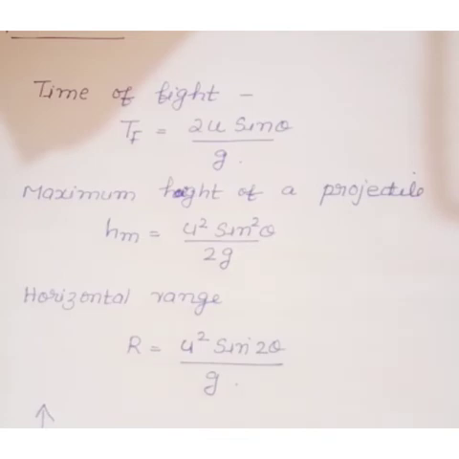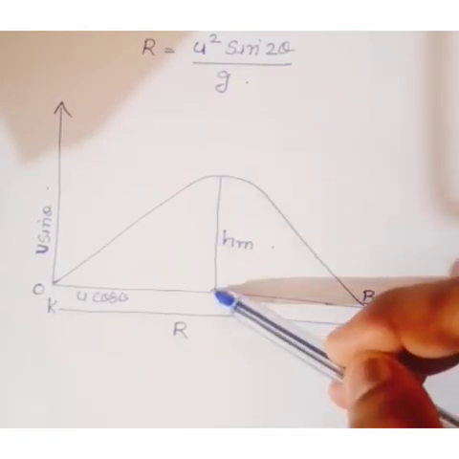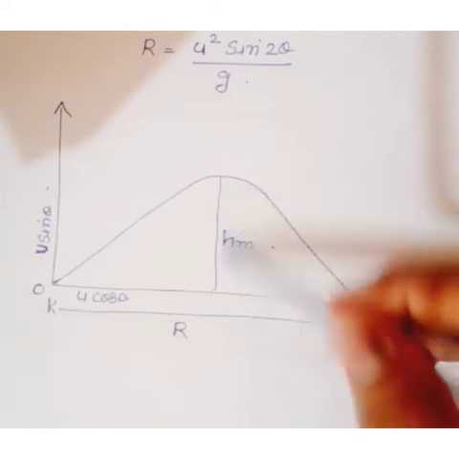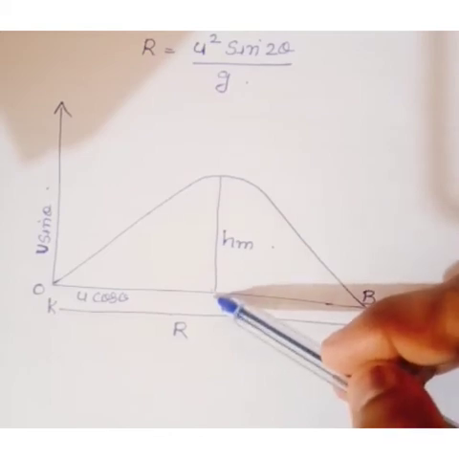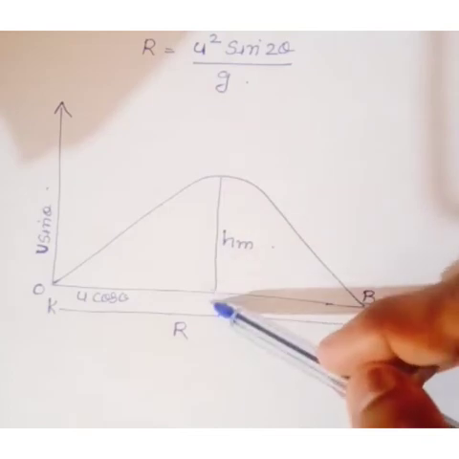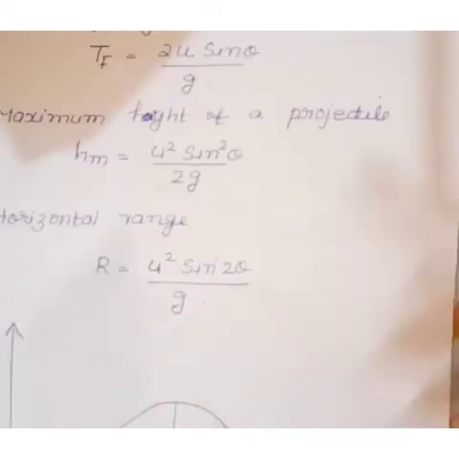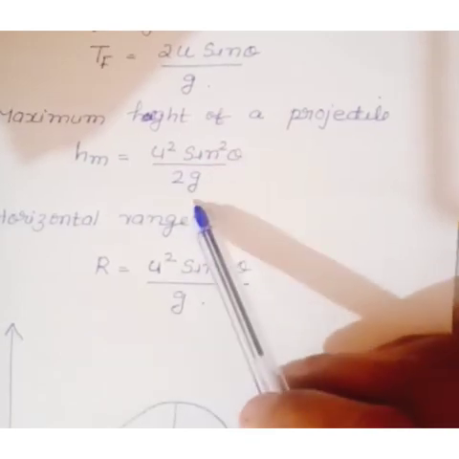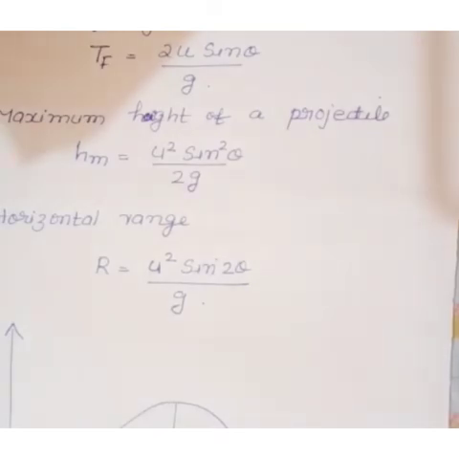Then next one is maximum height of a projectile. So what do you mean by maximum height of a projectile? This one is the maximum height of the projectile. It is the maximum vertical distance attained by the projectile above the horizontal plane of the projectile. Its equation is HM is equal to u square sin square theta divided by 2g. Here u is the initial velocity, and g is acceleration due to gravity.